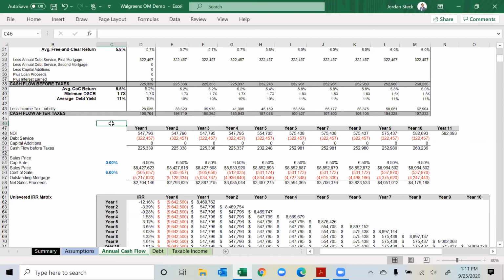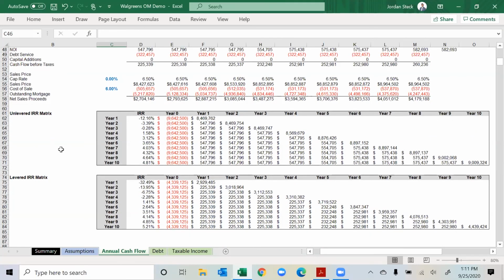So with that, where are we going to go next to wrap this up, Jordan? Well, we'll just talk about one more thing, and that's looking at our hold period and how to use the IRR over 10 years to see how long you should really be holding this property.